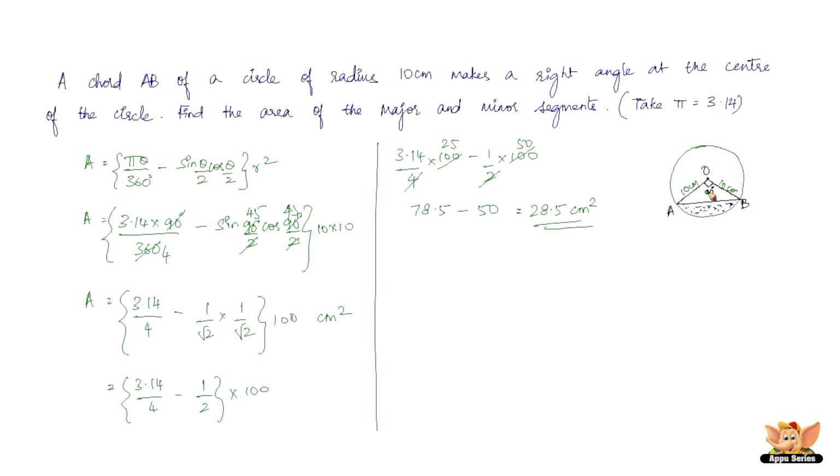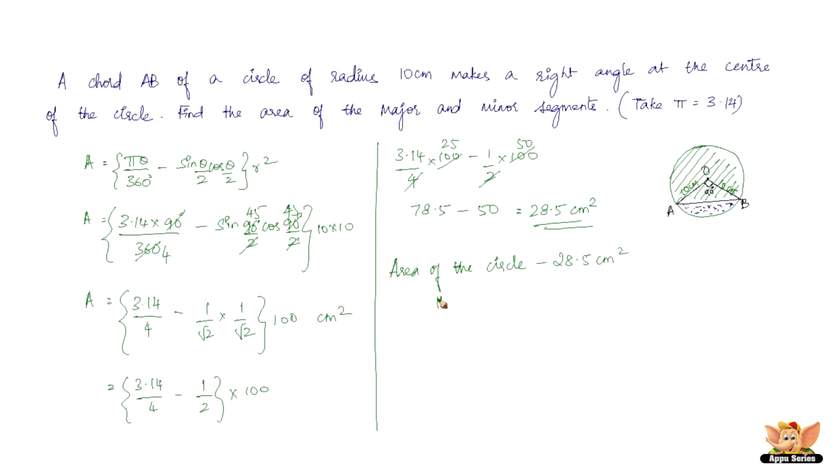To find the area of the major segment, we have to find the area of the circle. So that is going to be the area of the circle minus 28.5 centimeters square, right? We need to find this one. This is the major segment. Exclude the blue dots and everything is major segment.